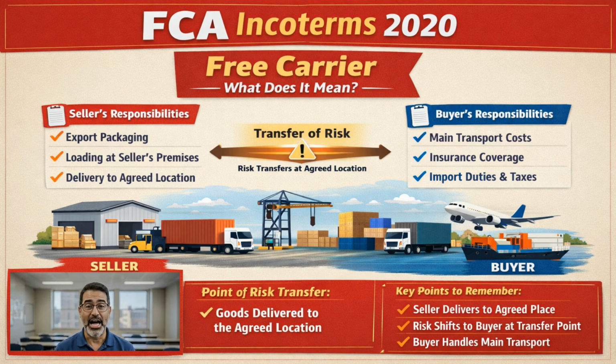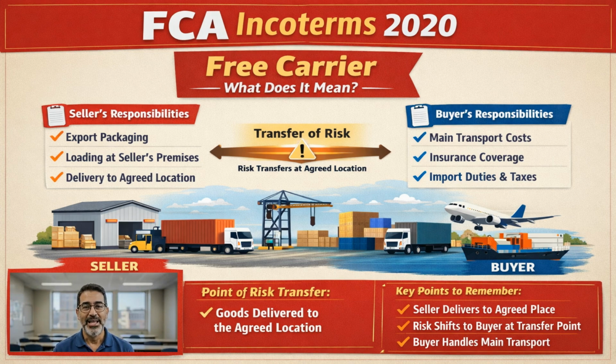Let me save you from the classic mistakes I see all the time. 1. Confusing FCA with FOB. Remember, FOB is only for sea freight. 2. Not specifying the exact handover point. 3. Assuming the seller must unload at the named place. 4. Forgetting to document the handover. 5. Using FCA but expecting the seller to arrange main transport. That's CPT or CIP, not FCA. These mistakes cost companies money every day.